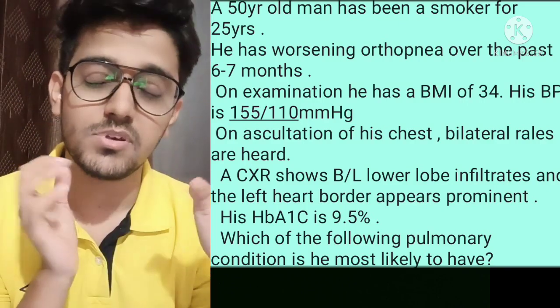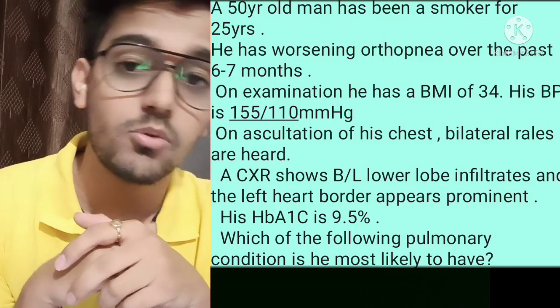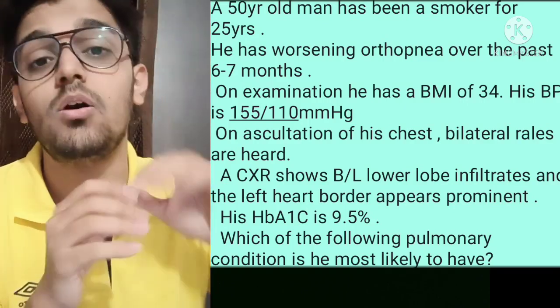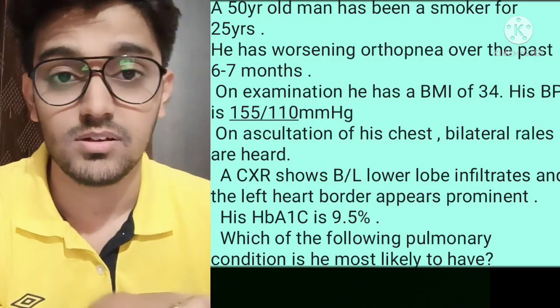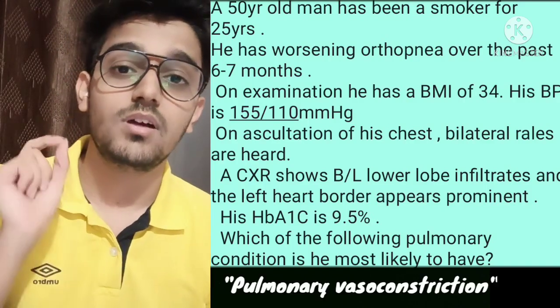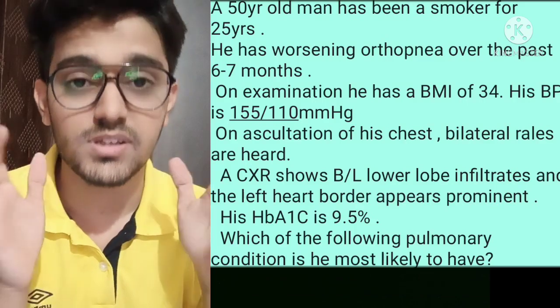So what happens is over a period of time the patient will go into chronic hypoxia, and what we know is what happens to the blood vessels in case of hypoxia. All the blood vessels in the body go into a state of vasodilation in case of hypoxia, but pulmonary vasculature undergoes vasoconstriction. So yeah, pulmonary vasoconstriction has now taken place.